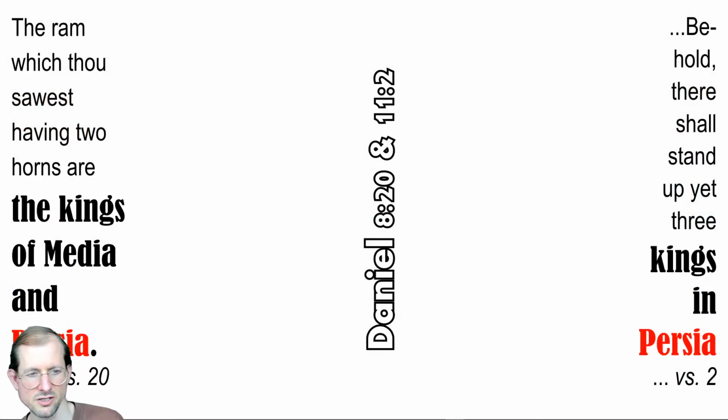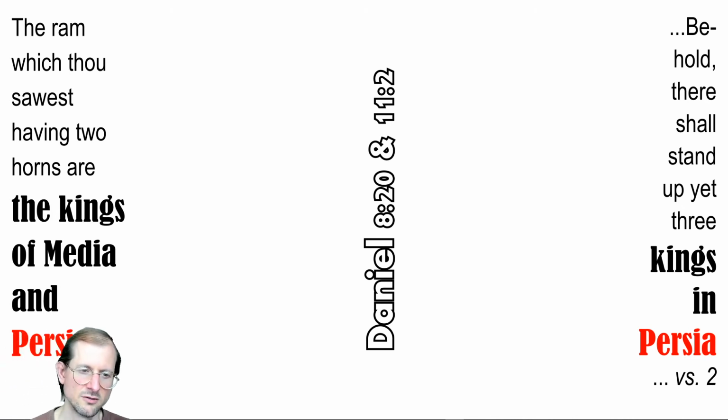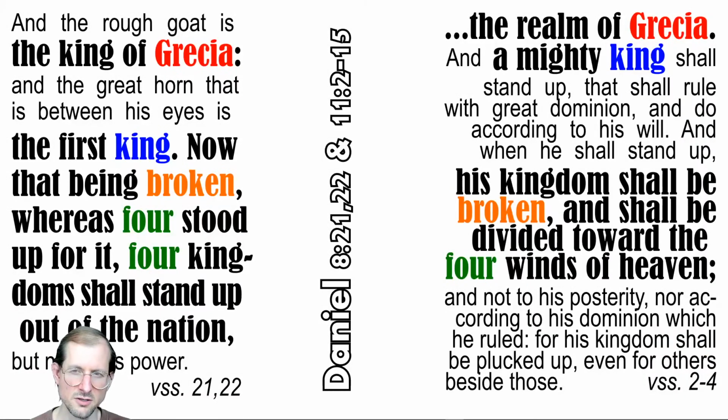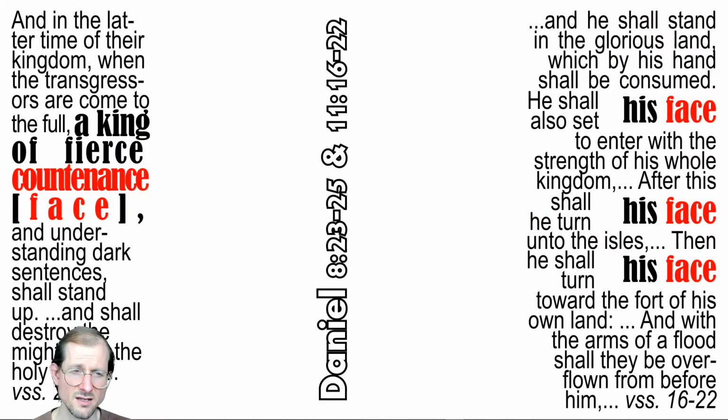Next, Persia. Interpretation of Persia, or historically this is Persia, and then we have Grecia. First king, mighty king, is broken, and his kingdom gets split into 4. Then we have the king of fierce countenance or face, and then we have face repeated 3 times.